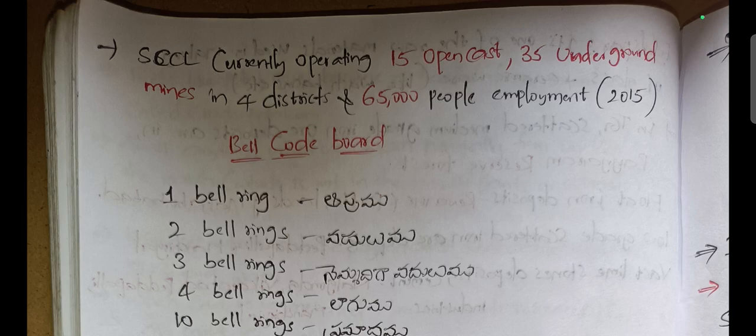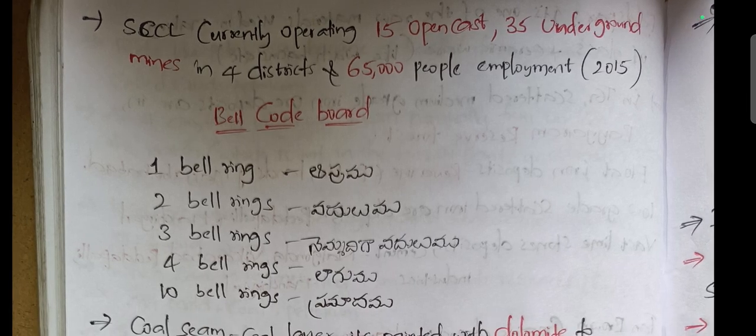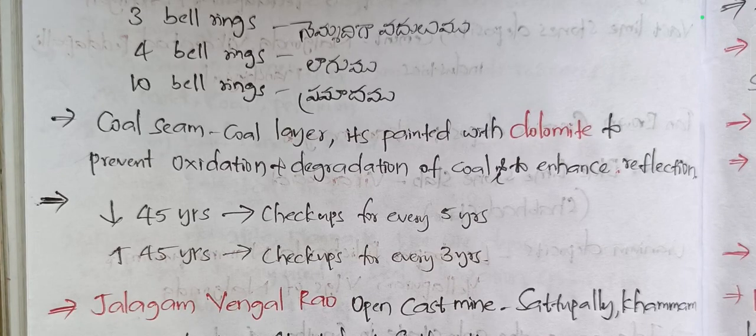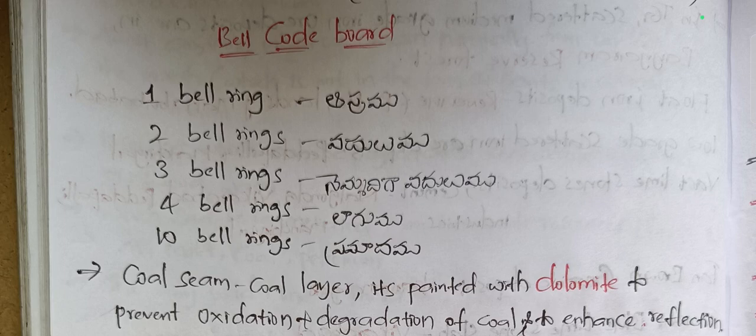SCCL, which is currently operating 15 open cast and 35 underground mines in 4 districts, is giving employment for nearly 65,000 people according to 2015. Next, the bell code board. The employees who are working in SCCL should be very careful regarding their health issues, because working in those underground mines is very dangerous.